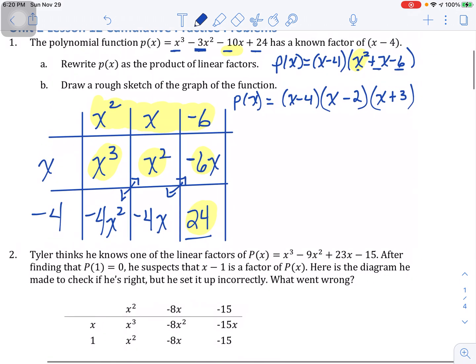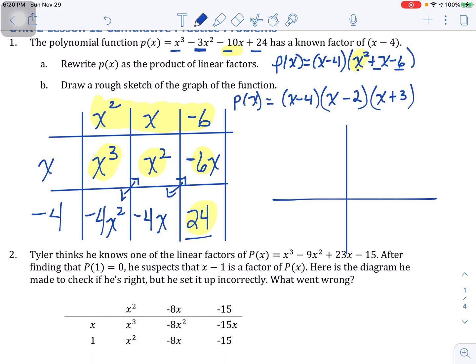Oh, and then a rough sketch. If we draw a rough sketch, we know that if x minus 4 is a factor, it's going to go through at positive 4, and it's going to be a straight line through because that has multiplicity 1. It's also going to go straight through at 2 and straight through at negative 3.